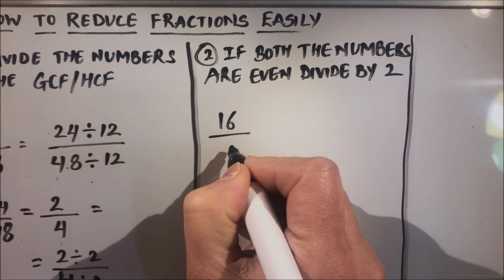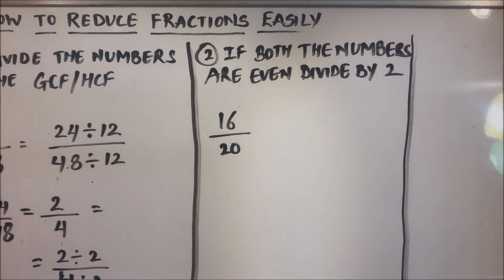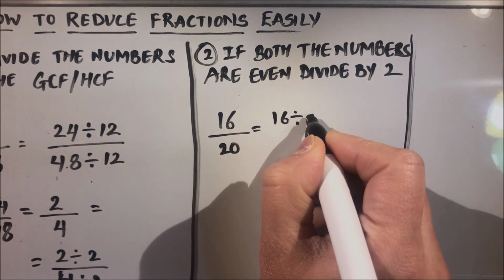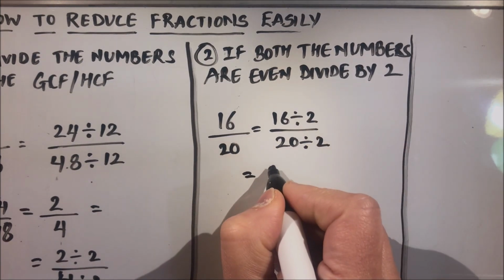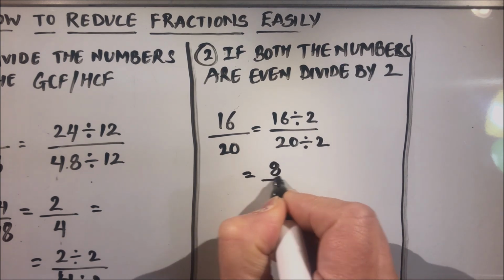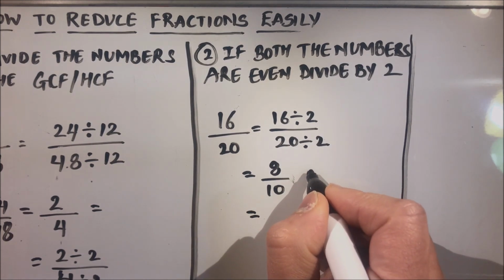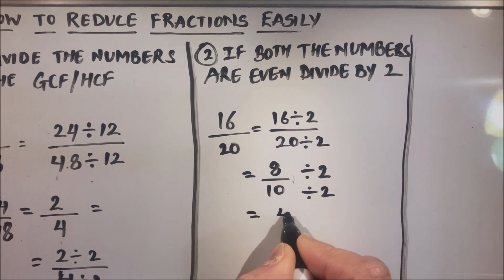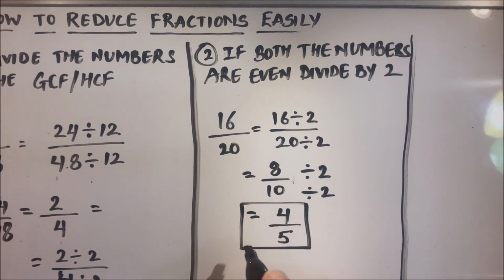Here if we take two numbers like 16 and let's say the other number is 20. So here we see that both the numbers are even. If the numbers are even, you can easily divide them by 2. So start dividing by 2. So this will be 16 divided by 2 is 8 and 20 divided by 2 is 10. These two are even numbers, so we can divide further by 2. So divided by 2 and divided by 2. So this will be 4 and this will be 5. Now here it cannot be reduced further. So this is our final reduced fraction.